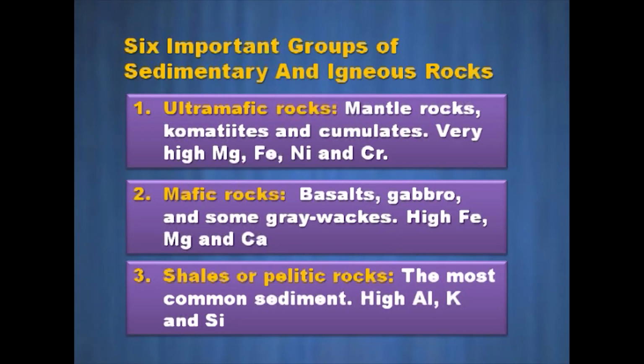First, ultramafic rocks: mantle rocks, komatiite, and cumulates, with very high Mg, Fe, nickel, and chromium. Second, mafic rocks: basalt, gabbro, and some graywacke, with high Fe, Mg, and calcium. Third, shales or pelitic rocks: the most common sediments, fine-grained clastic clays and silt deposited in a stable platform or offshore areas, with high Al, K, and Si.